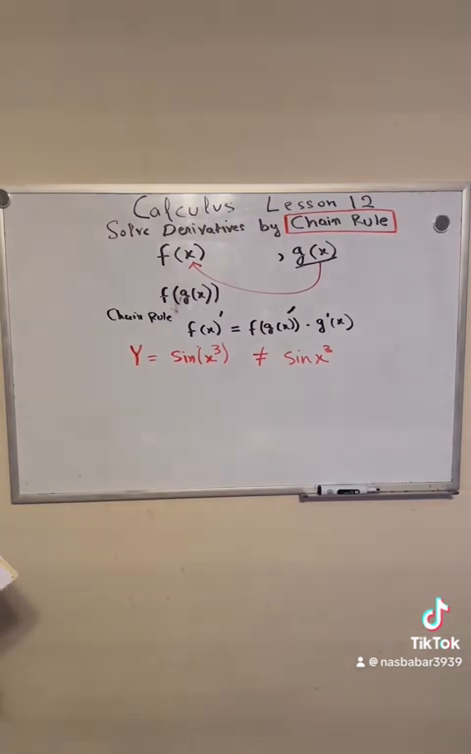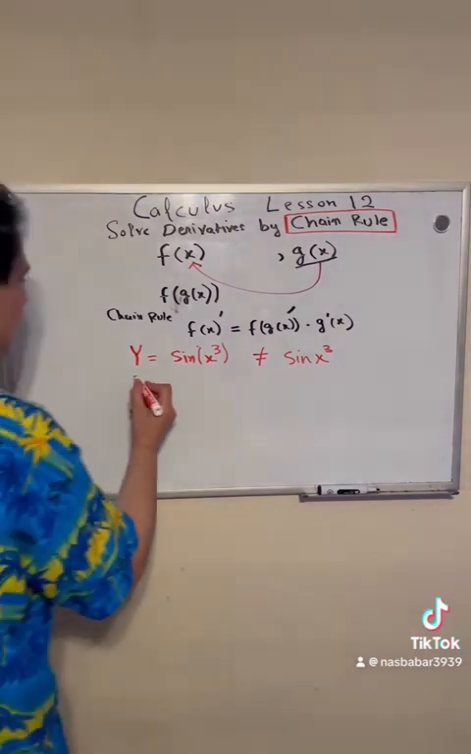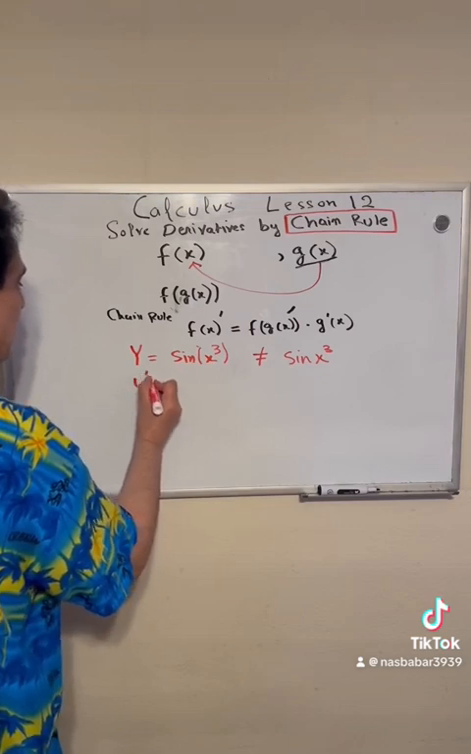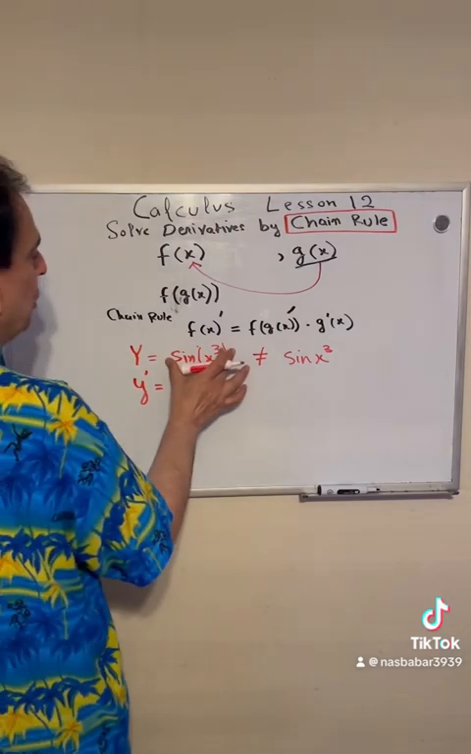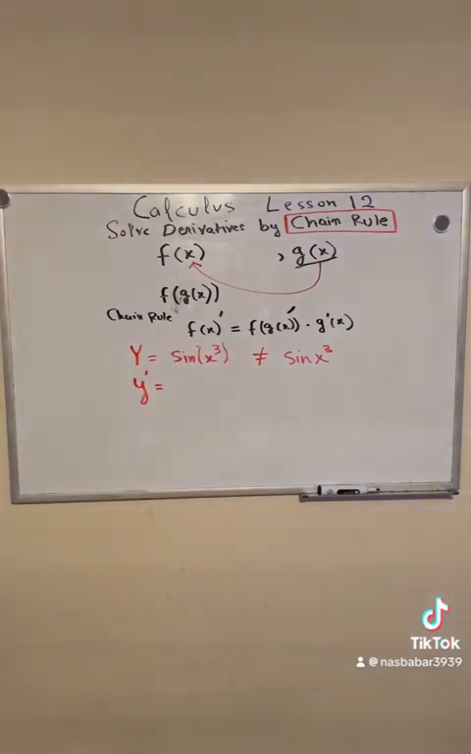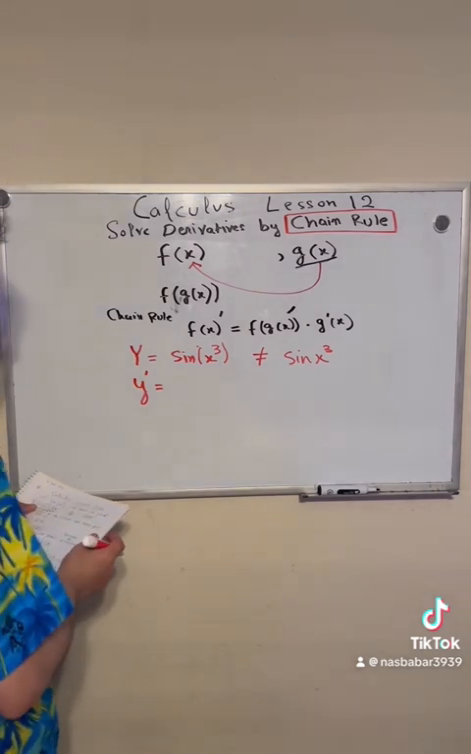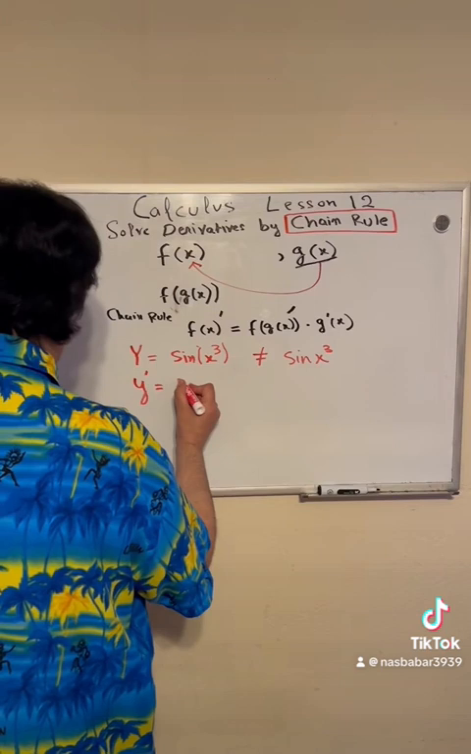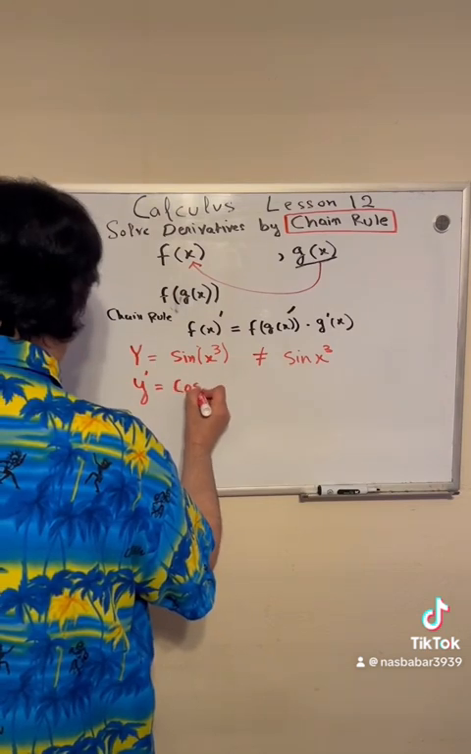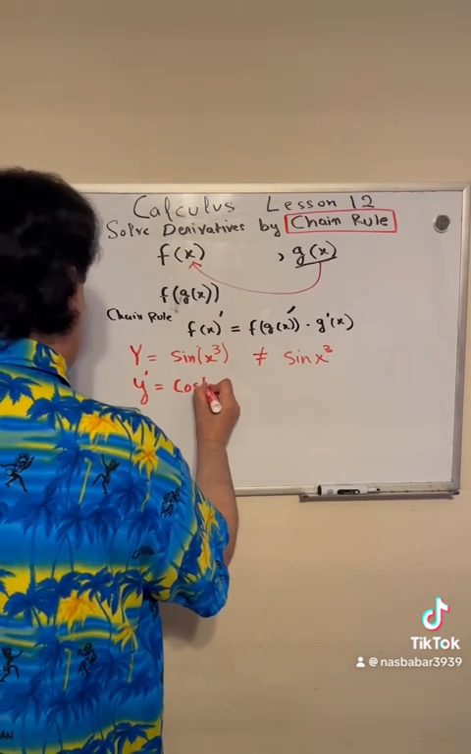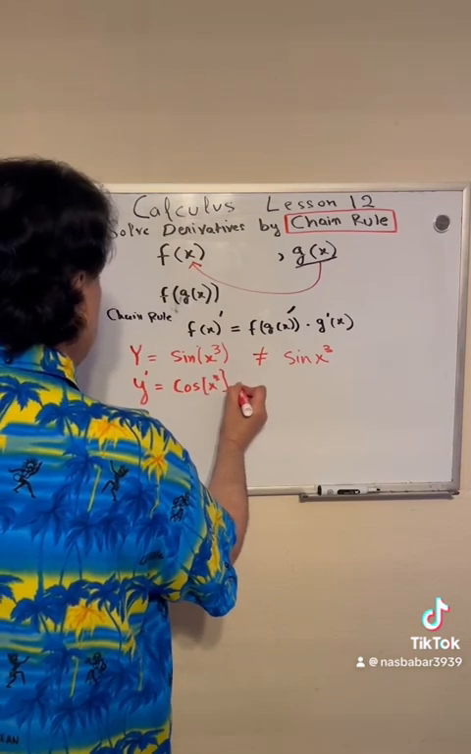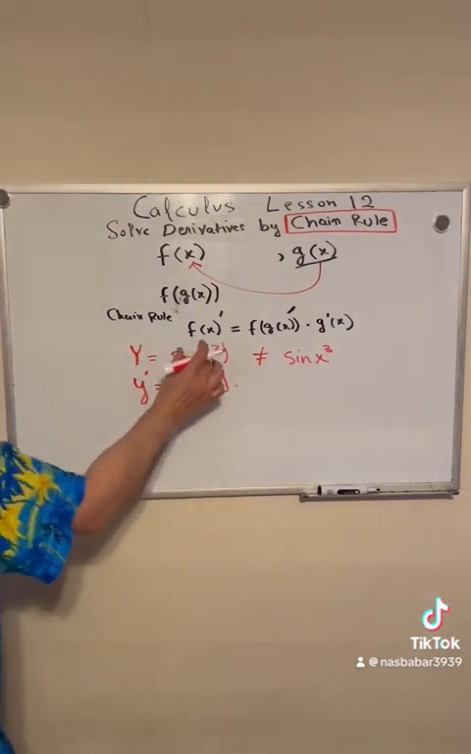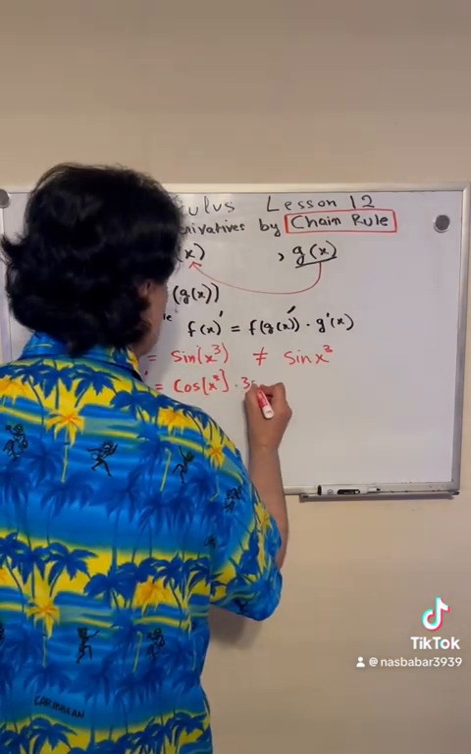So let's see if we can take the derivative of this. If I do y prime, the chain rule states you take the derivative of the whole thing. So what would be the derivative of the whole thing? As you know, the derivative of sine is cosine, and we have x cubed. And then the derivative of what's inside, times 3x squared.